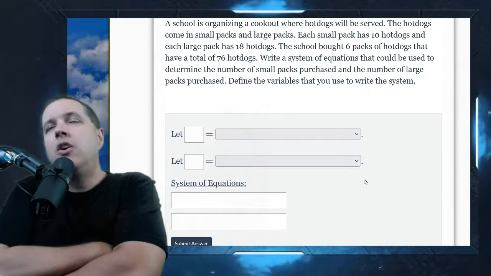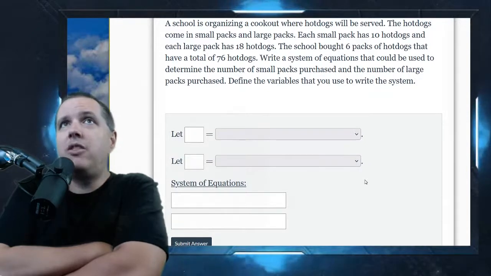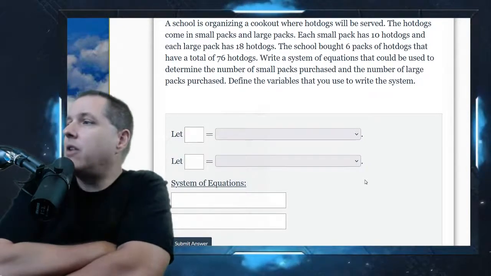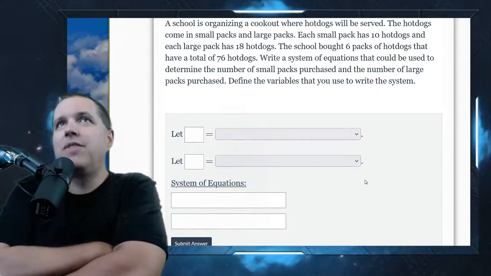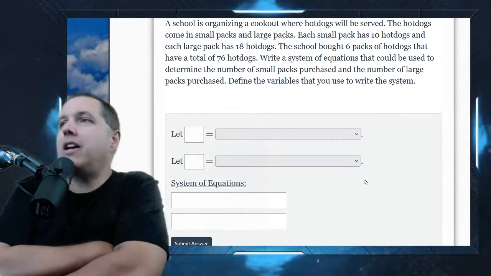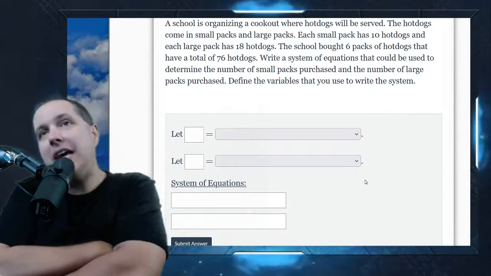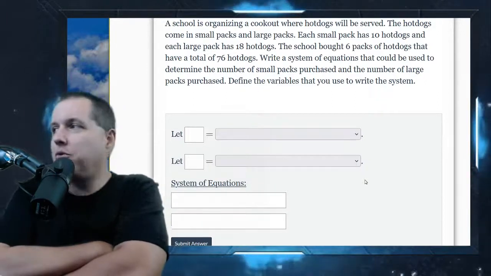Okay. Write a system of equations that can be used to determine the number of small packs purchased and the number of large packs purchased. Define the variables that you use to write the system. Now, here's the example I talk about. This is a perfect example of kind of a stupid problem, right? Is anyone ever going to go back and try to determine the size of packages of hot dogs that were purchased by an organization? No, of course not.